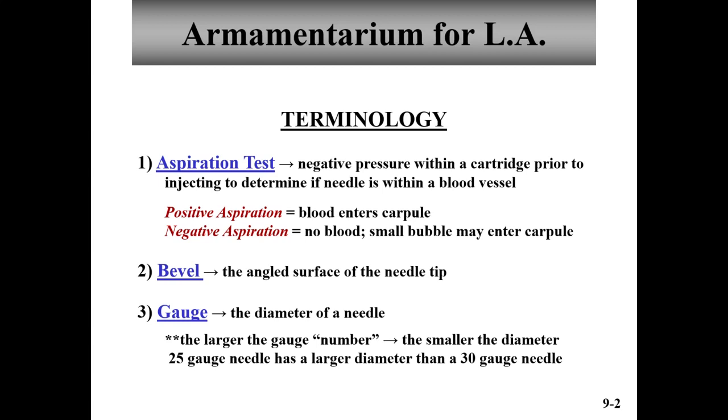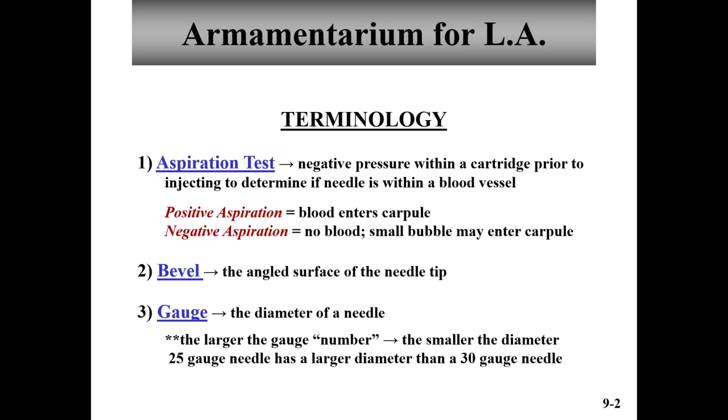If you get a positive aspiration, that means that you're going to get a little bit of blood that comes into the syringe. Now, if you've ever had an IV started, one of the things the nurses will do to check to see if they're in a blood vessel is an aspiration test. They pull back, and if they're in the blood vessel, then they'll push down the cannula and start their IV there.